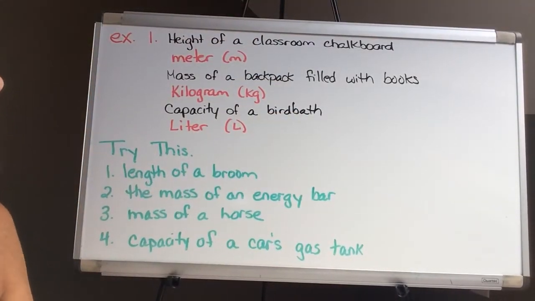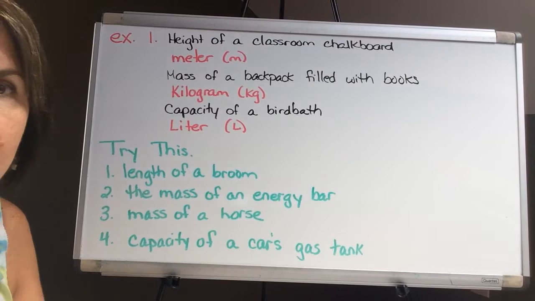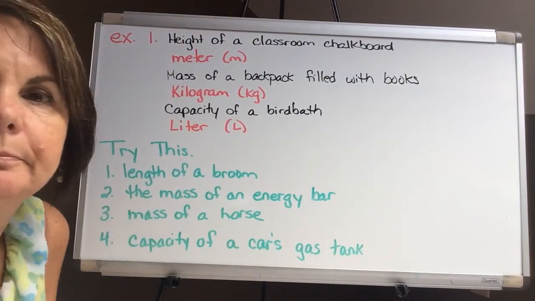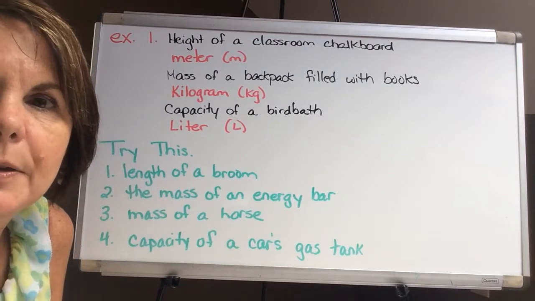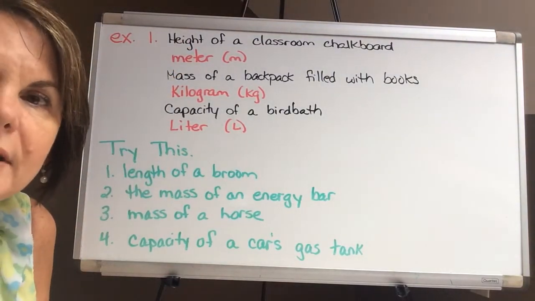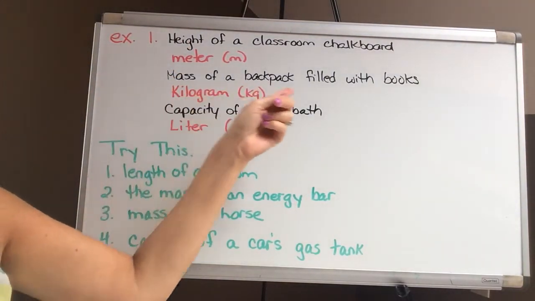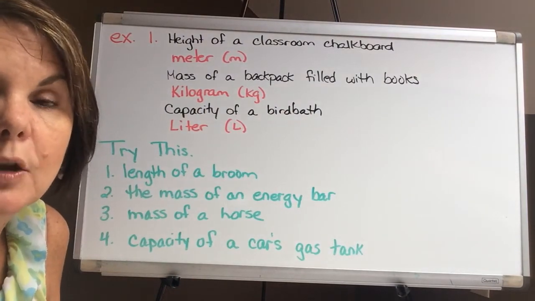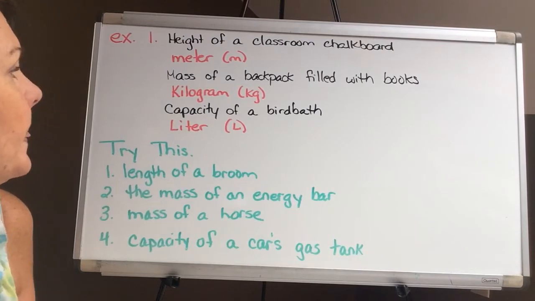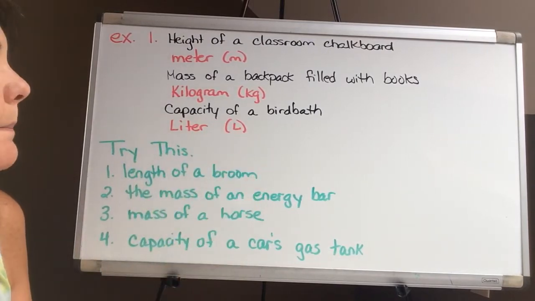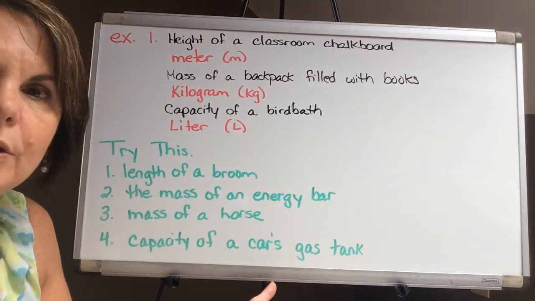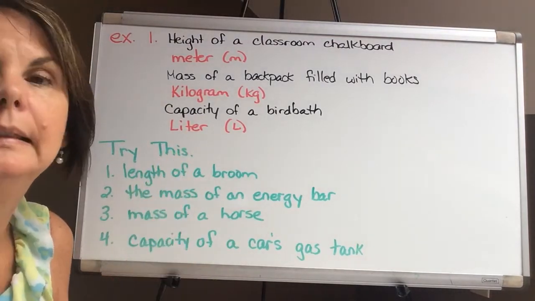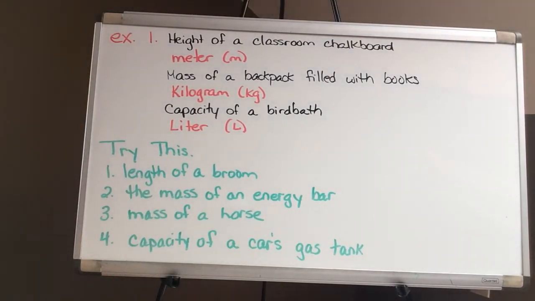Example 1, height of a classroom chalkboard. The height, what would it be? It's a meter. If you think about the length of your leg, a yardstick, it's about a meter. Mass of a backpack filled with books. Obviously, the only one that could be would be a kilogram. Capacity of a bird bath. You know, one of those that you might have in your yard. You're not going to fill that up with drops. That would be liters. All right, let's try a couple.